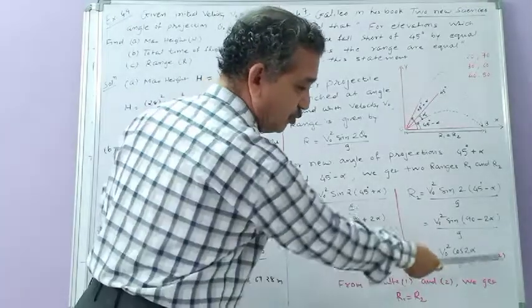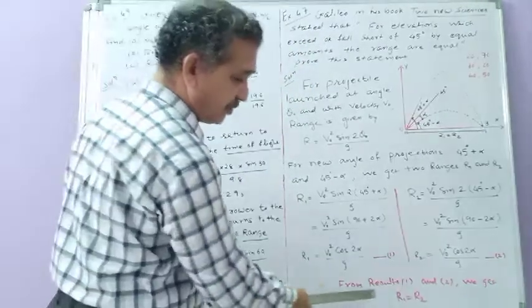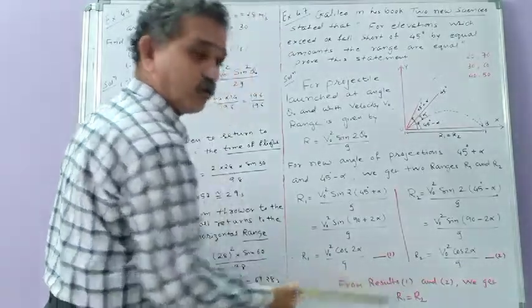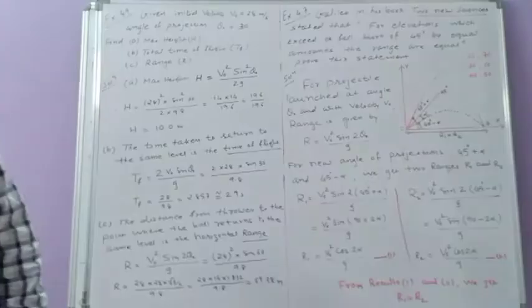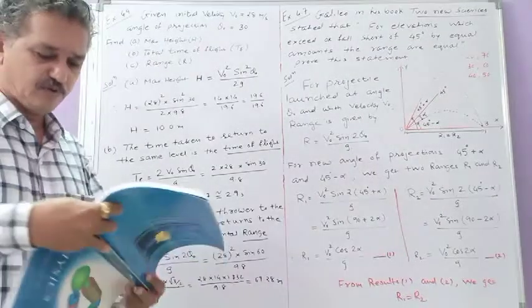R1 and R2 दोनों की इक्वेशन सेम है. So from results 1 and 2 we get R1 equal to R2. That has been proved. Then we see the next example. Example number 4.9. I will read it from the textbook and then we will solve it.